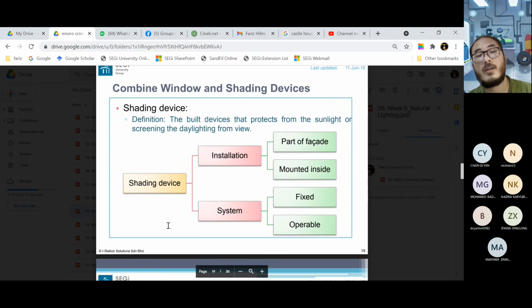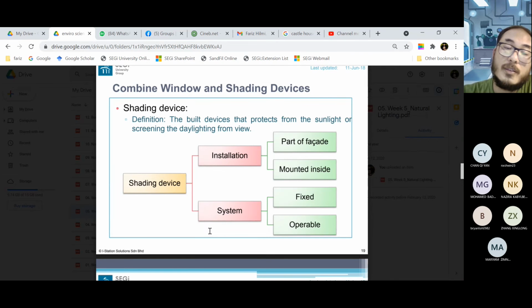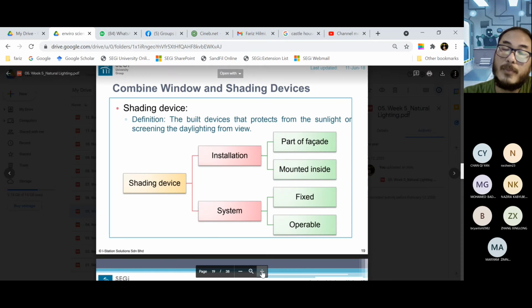Shading device, they have two types. Number one, installation, which is fixed only, you cannot move. Then some of it can move. However, the system is very unique because it is controlled by artificial intelligence, AI, to control the sun. If it is too hot, then you can close fully the system. But if you need some daylight, you can open it, and then the system will help you to get maximum daylight.